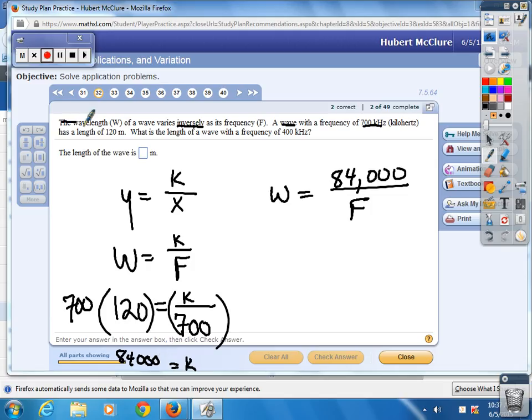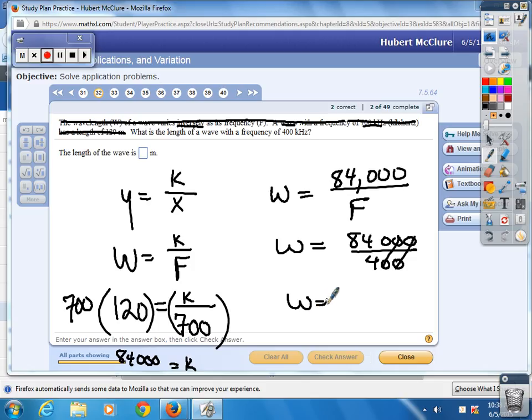So we've just done part 1 and part 2. What is the length of a wave with a frequency of 400? So W is equal to 84,000 divided by 400. I'll show you all a trick I learned in the war. These two zeros just cancel out, and you can do this pretty much in your head, because you don't want to depend on a calculator, because then you can't make change with the cash register. That'd be 2, 1, and 0.